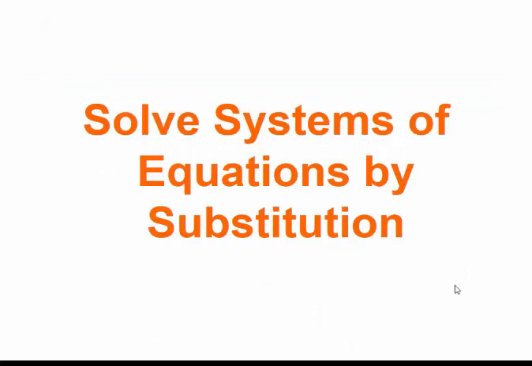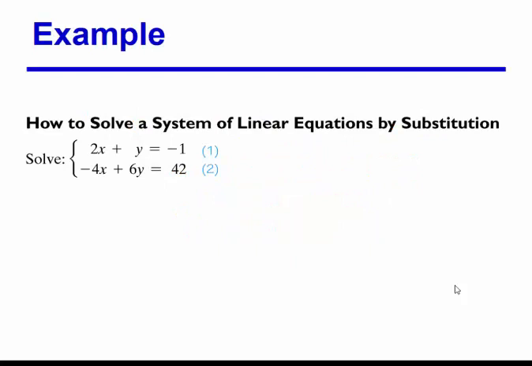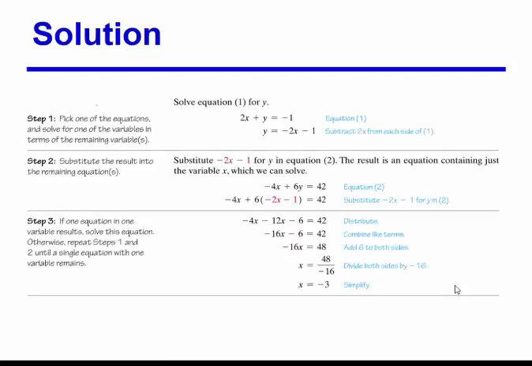The next objective is we're going to solve the system of equations by substitution. So here we have a system of equations with 2 unknowns, 2 equations and 2 unknowns. We have equation 1 and equation 2. And so step 1, what we do is we pick one of the equations and solve for one of the variables in terms of the remaining variables. The easiest thing to do is choose an equation that has a variable that has a coefficient of 1. In this example, equation 1 has a y, and so we're going to solve for y.